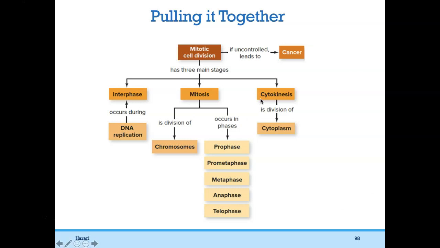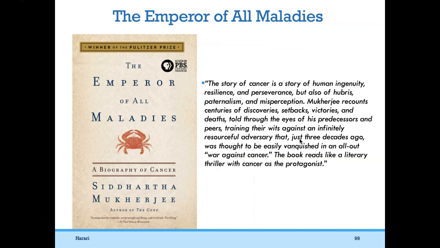So pulling it all together, we said that if mitotic cell division is uncontrolled, it leads to cancer. All right? Mitotic cell division has 3 stages: interphase, mitosis, and cytokinesis. Replication occurs in interphase, right? Mitosis is division of chromosomes, which occurs in the following phases, and cytokinesis is the division of the cytoplasm. So that is the end of the lecture.